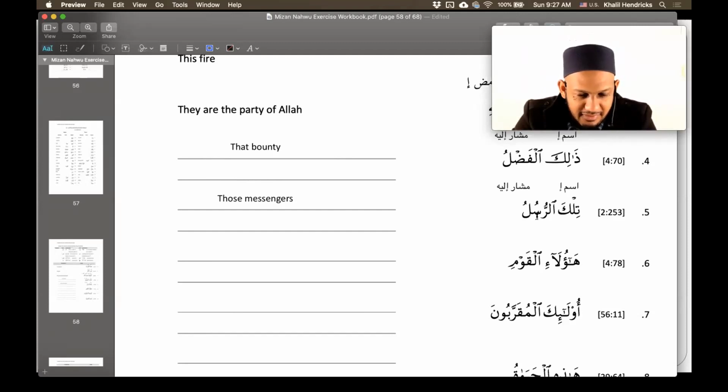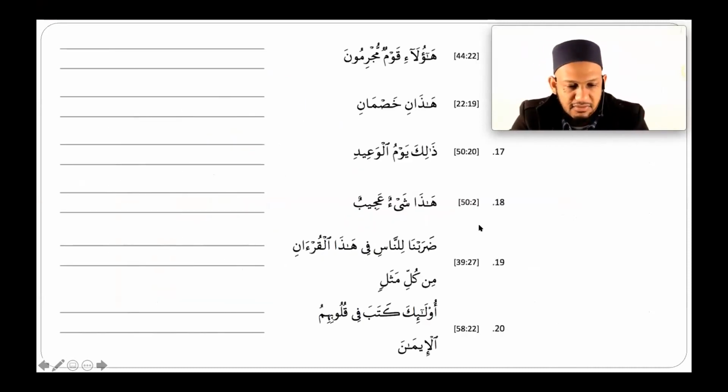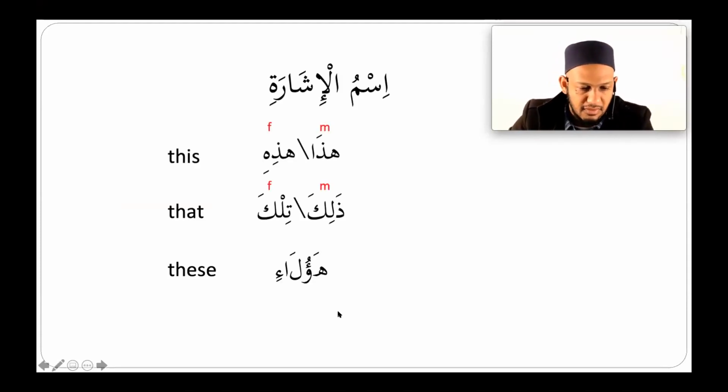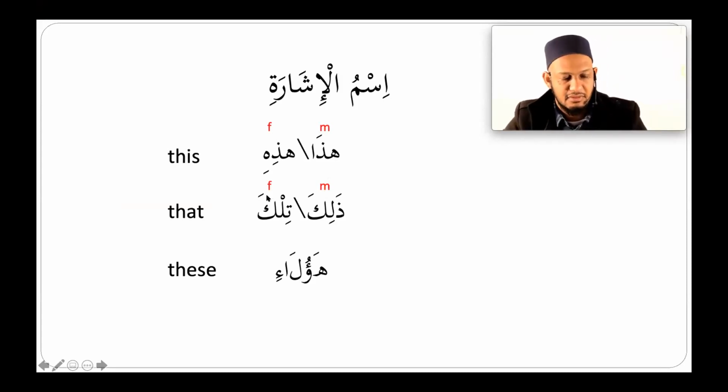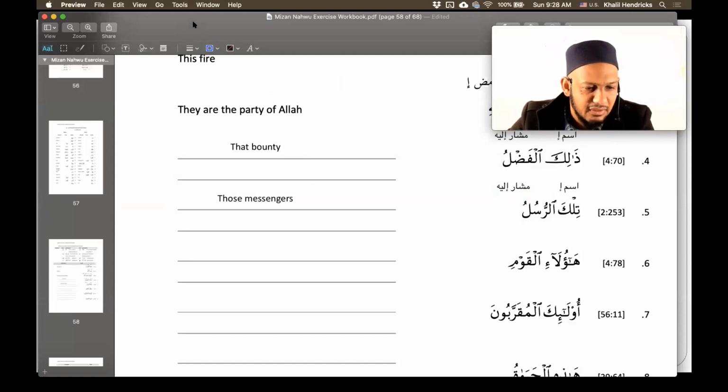Tilka is in the feminine. And what type of feminine? Is it single or plural? Single. So if you go back to our Ismul Isharas, we will see that Hadha is this and Hadhihi is this for a female thing. And Dhalika is that and Tilka is that for a female thing. So it seems strange because we know the Rusul are all males. So why is Allah using the single female to refer to the messengers?